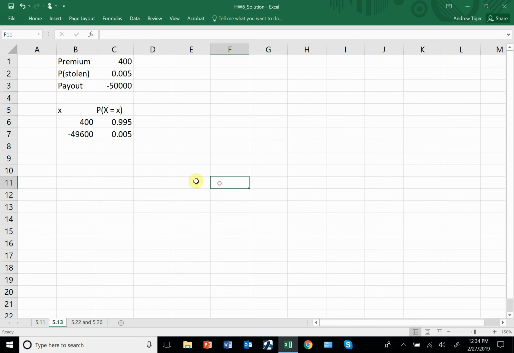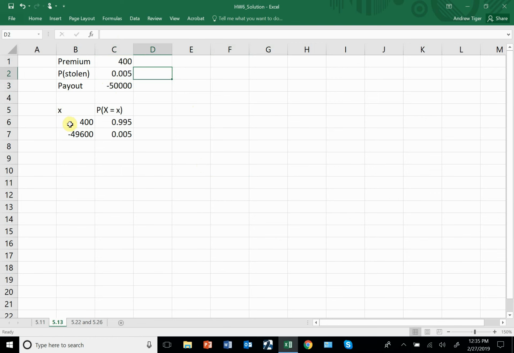Problem 13, they want you to calculate the payout. What you do is that insurance companies take a premium, people pay them a premium, so every time period the insurance company gets $400. There's a chance that this jewelry can be stolen, and that happens, not likely, but there's a likelihood of that. And if that happens, they got to pay out $50,000.